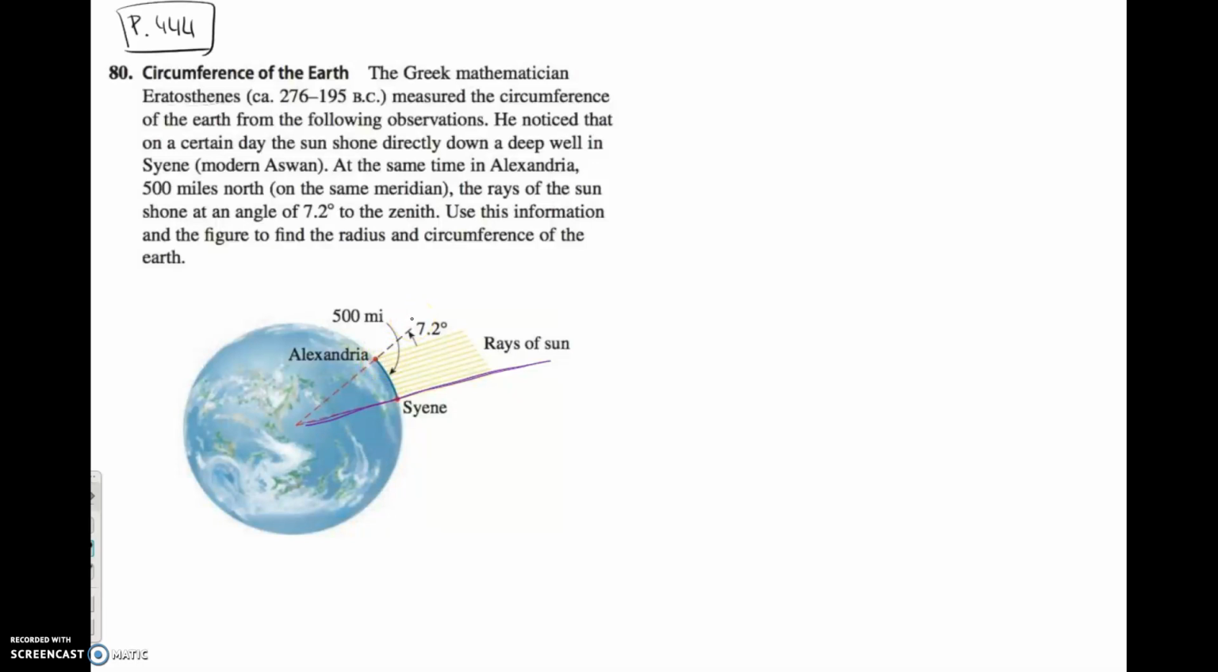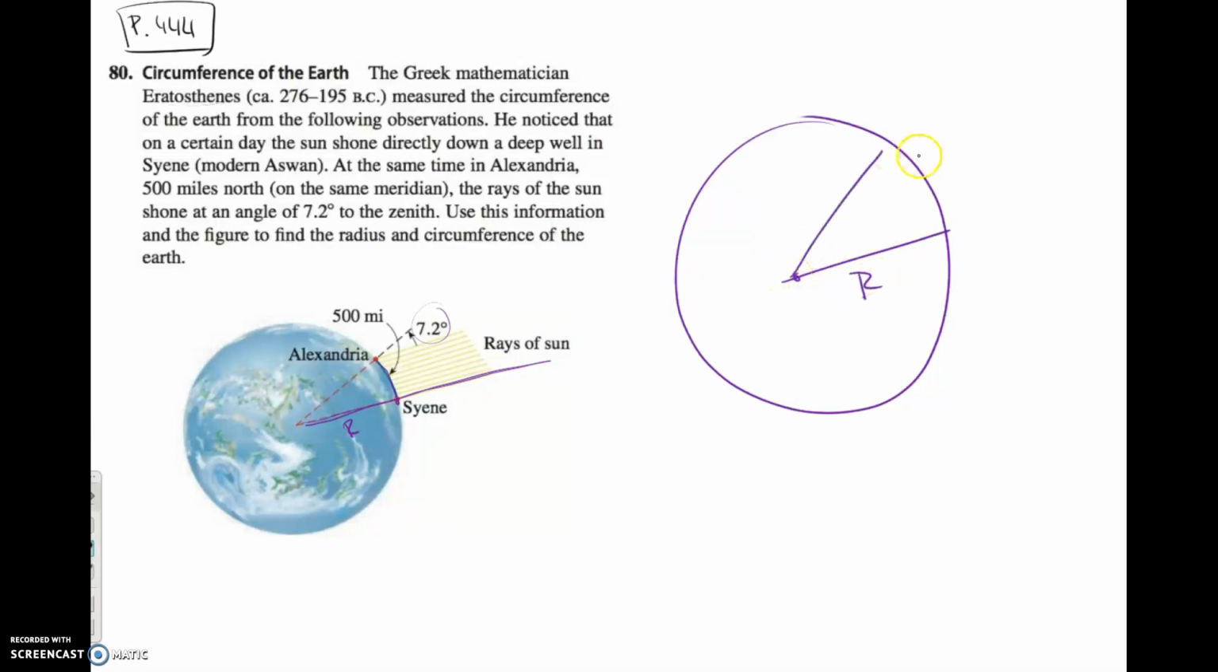If we just take the cross-section, this is a good picture. But 500 miles north, the angle that the sun's rays made with the vertical was 7.2 degrees. He used this information to find the radius and circumference of the Earth. So we want to find the radius here. If I draw a bigger picture, I basically have some unknown radius, and I know this arc is 500 miles.